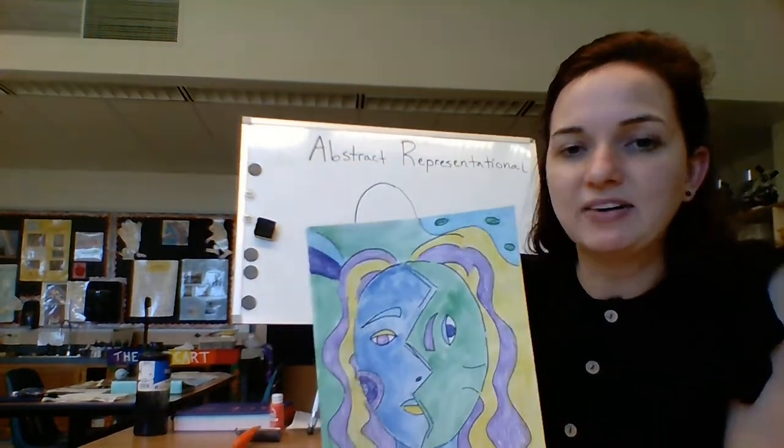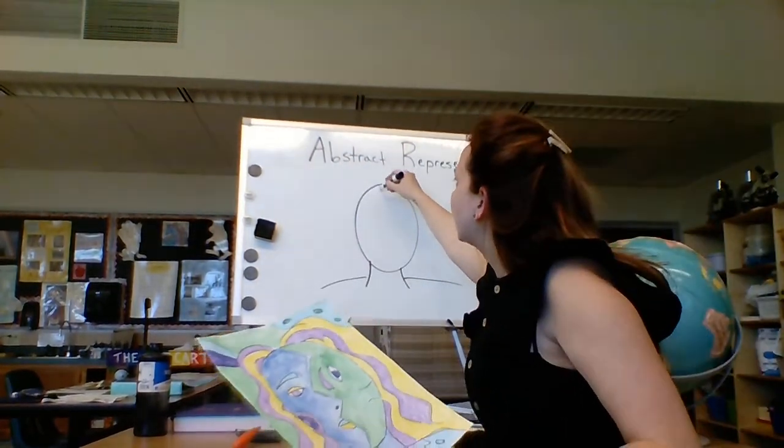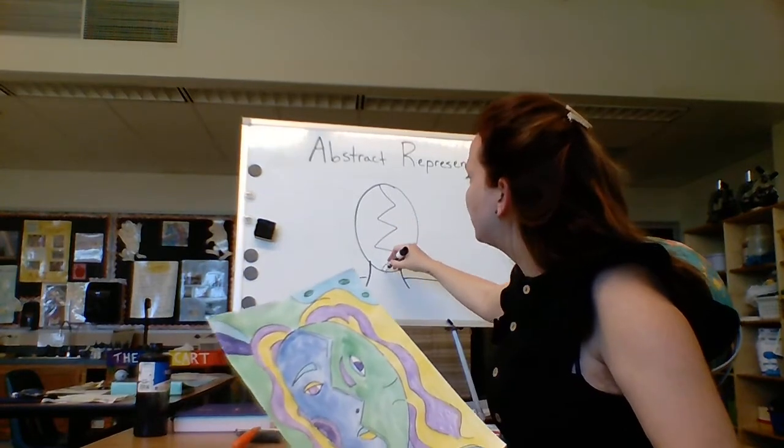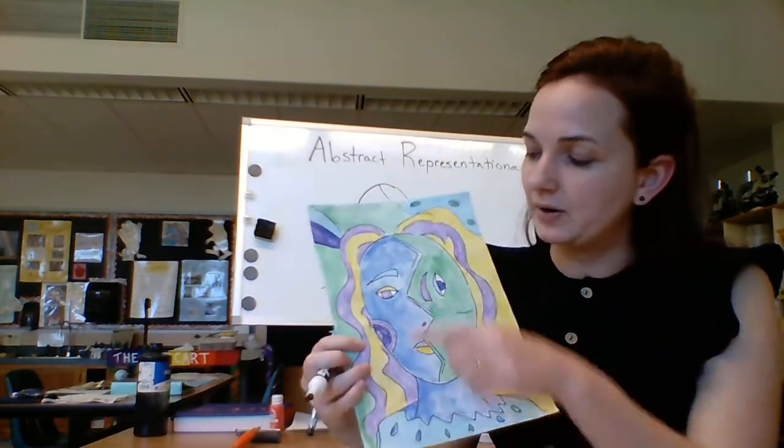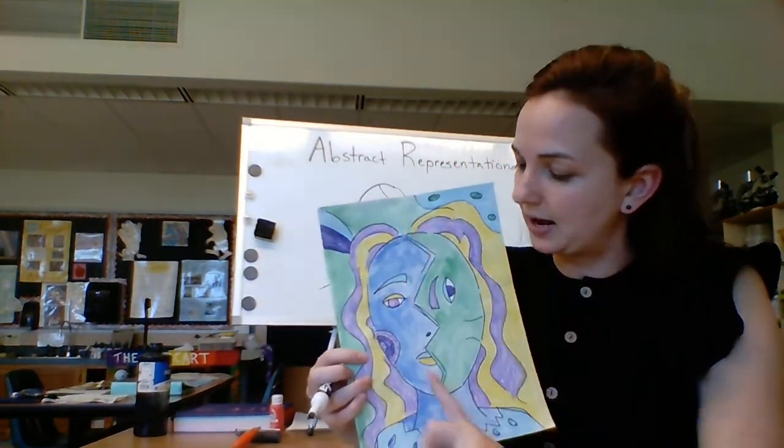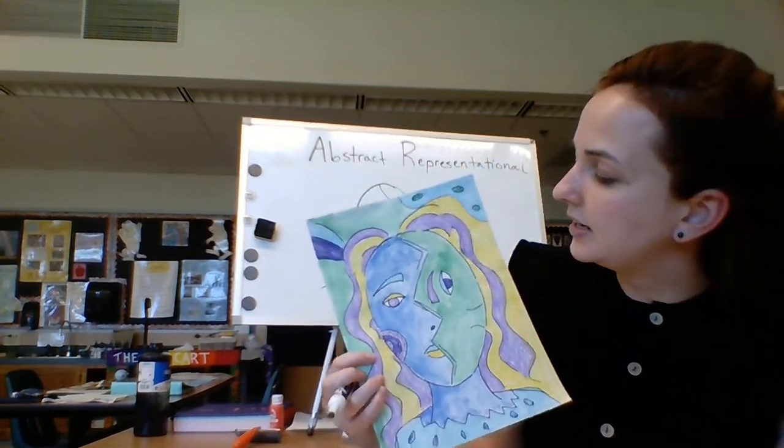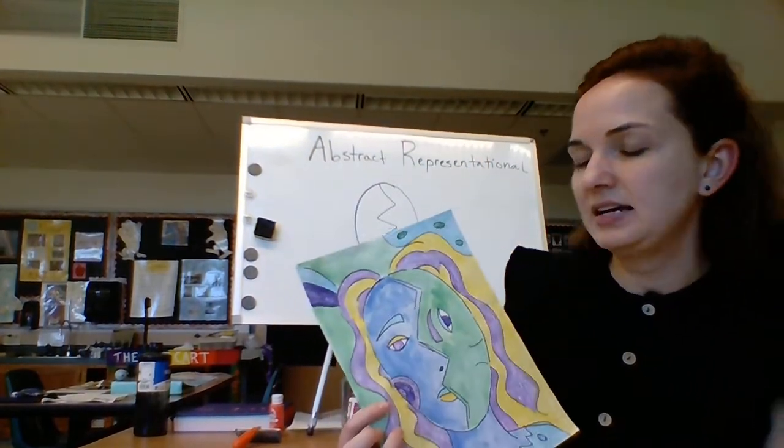So go ahead and divide the face in half. I usually use a zigzag line, but maybe you want to use a different kind of line. Maybe you want to make the line going a different way. Maybe you want to cut the face in half this way instead of that way. That's up to you. So, go ahead and divide the face in half.